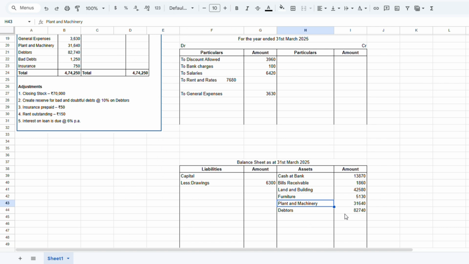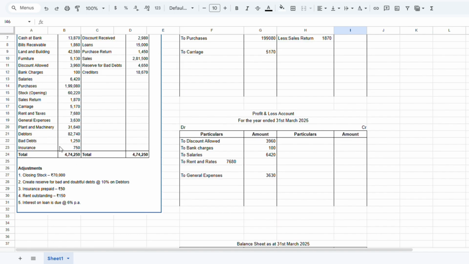Next, we have bad debts adjustment also. Create reserve for bad debts. So, we will take it in the inner column. Debtors 82,740. We have taken it in the inner column.